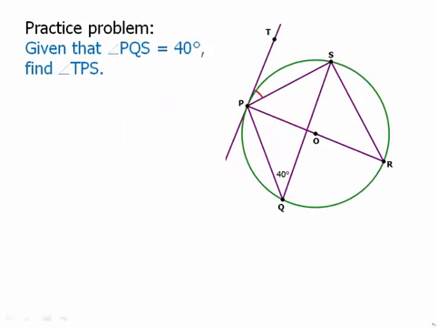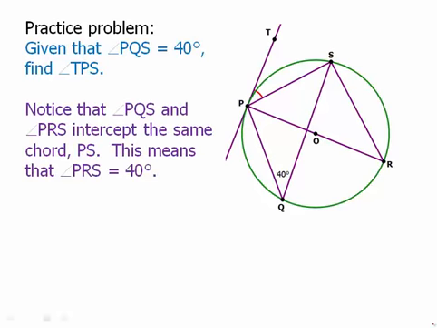Here's a practice problem. Pause the video and then we'll talk about this. Okay, so we have a relatively complex diagram here. First of all, notice that angles PQS and PRS intersect the same chord, PS. So two angles that intersect the same chord in the same circle have to be equal. That means that PRS has to have a measure of 40 degrees as well.